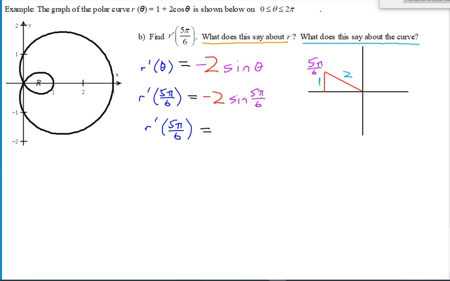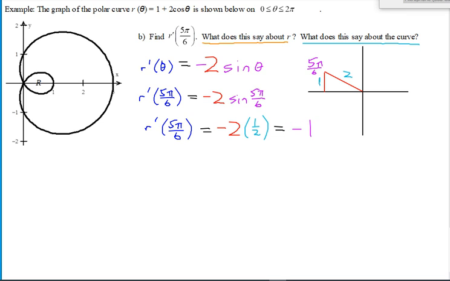will equal -2 times, we just figured out sine of 5 pi over 6 is 1/2, which gives you the 2's cancel out, and you're just left with -1. Okay, so that's the first thing it asks us to find, figure out the value of it. R prime of 5 pi over 6 is -1.